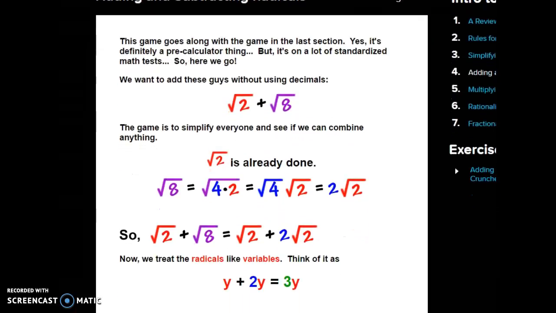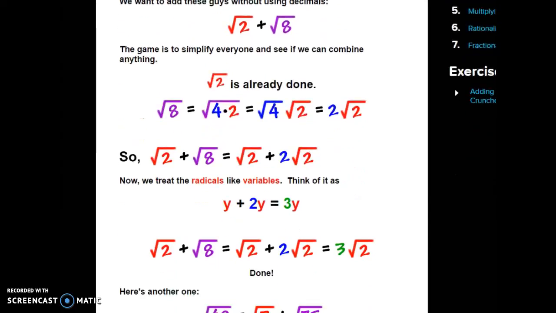He tells you to treat the radical signs like variables. If you had 1y plus 2y, it would equal 3y. So, since we have here the square root of 2 plus 2 times the square root of 2, equals, has anyone guessed it yet? 3 times the square root of 2.